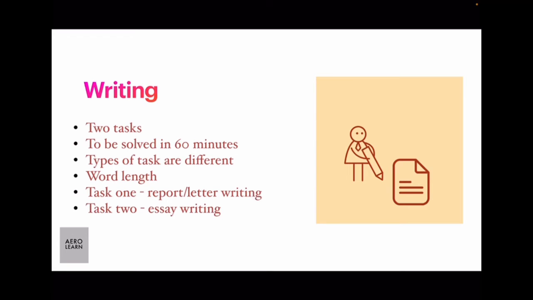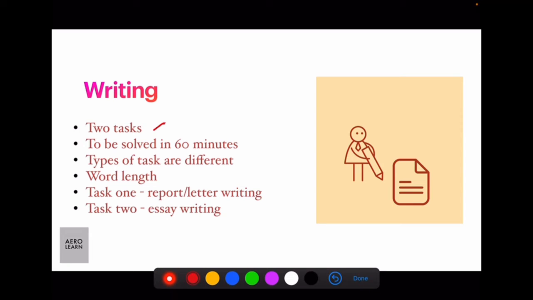Let's move on to the next section, which is writing. In the writing part, we have 2 tasks to complete in 60 minutes, and no extra time is given. The type of task differs according to the exam that you have enrolled for. If you have enrolled for the academic exam, there is report writing where you have to summarize the data and important features of the given diagram. But if you are going for the general exam, there is going to be letter writing, which can include formal, informal or semi-formal letters.